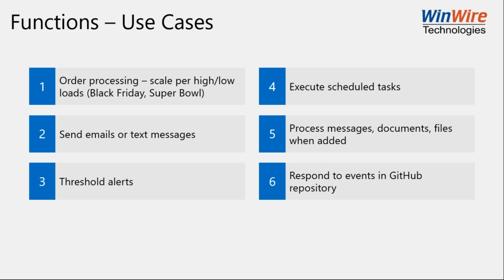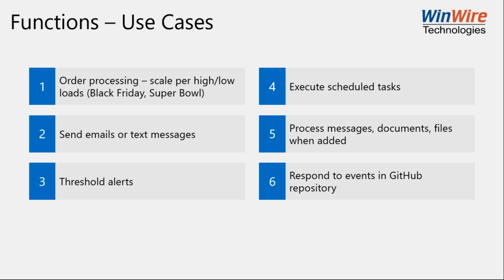So, use cases, right? One of the best use cases is order processing, where commercial retail websites have typical events like Black Friday, when the load is huge, and the next day there is no load. That's when you might want to have a function, let's say sending an auto reply to the person who is ordering, or it could be thresholding the alerts.